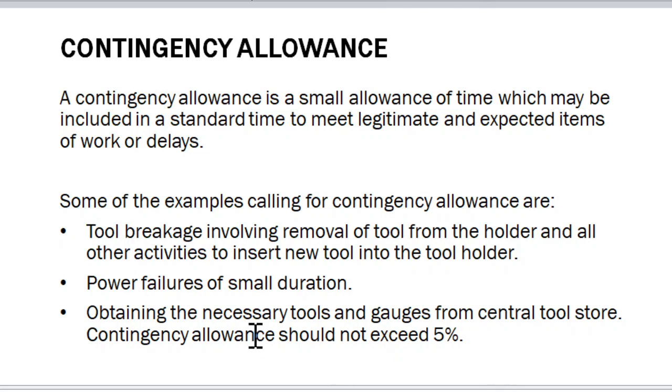Okay, the last one is obtaining the necessary tools and gadgets from the central tool store. If the tools you need are not available in your company and you have to get them from another store, you have to give contingency allowance, which should not exceed 5%. You have to wait because it is not available in your area, right? Okay.